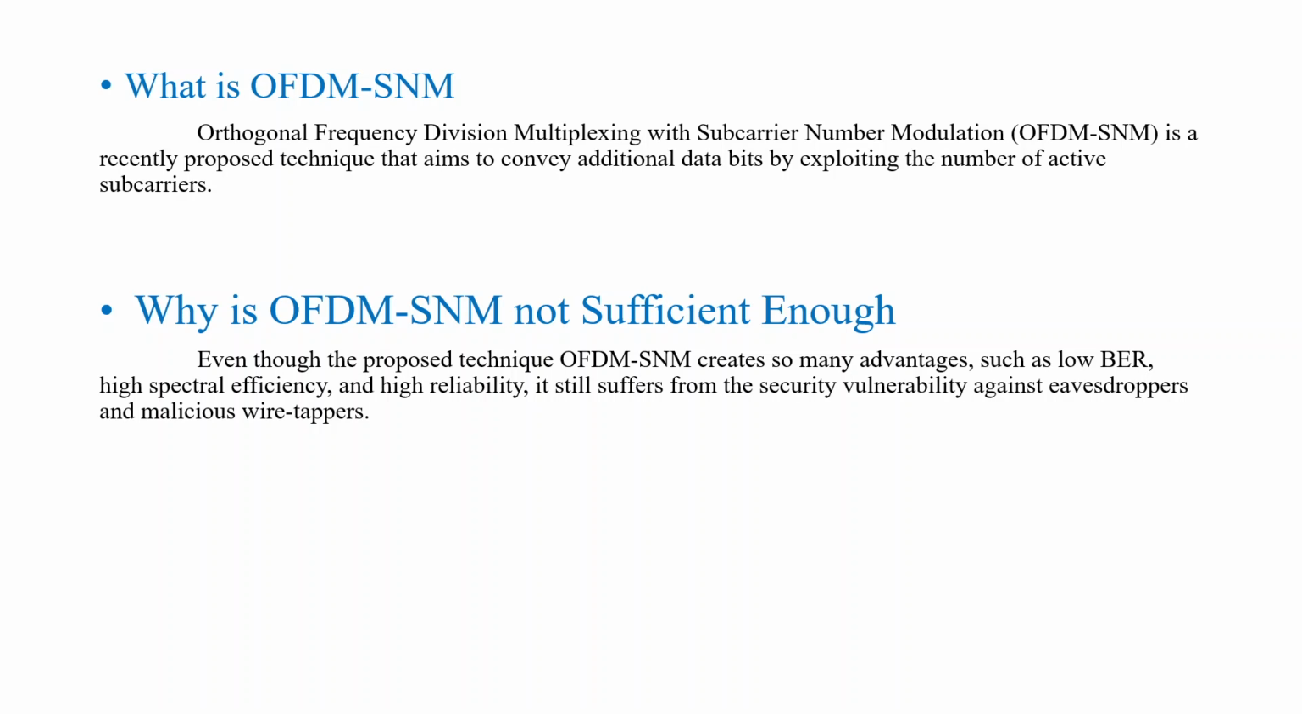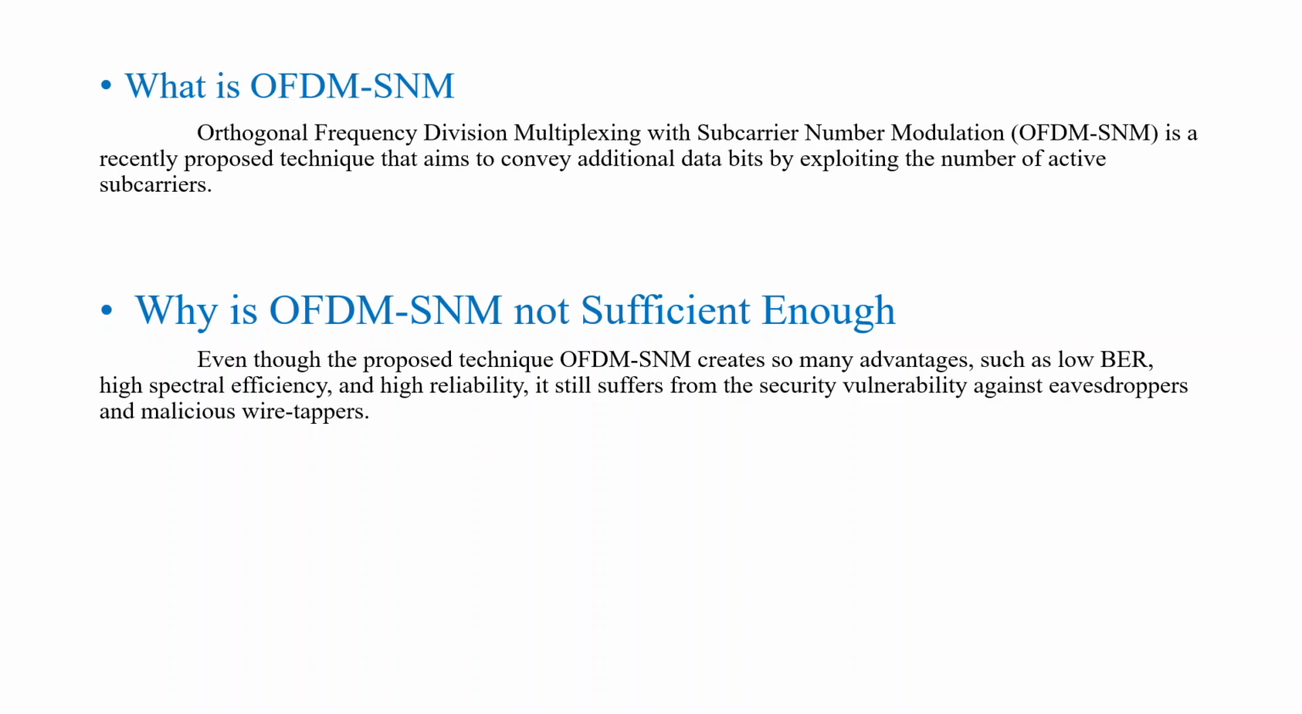So let me start with what orthogonal frequency division multiplexing with subcarrier number modulation is first. Shortly we are calling it OFDM-SNM, and it is a recently proposed technique that aims to convey additional data bits by exploiting the number of active subcarriers.